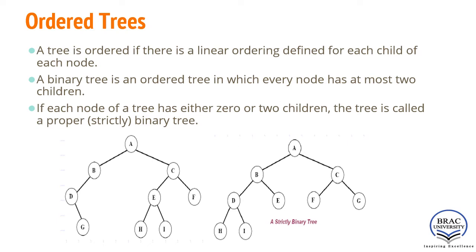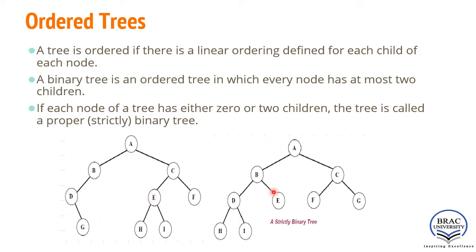So in this example, there are 2 trees. The first one is not a proper or strictly binary tree, because by the definition of a proper or strictly binary tree, each node has either 0 or 2 children. But in this tree, node B has only 1 child, and node D has only 1 child. That means this is not a proper or strictly binary tree, but this is an ordered tree, because this follows a linear ordering in which every node has at most 2 children.